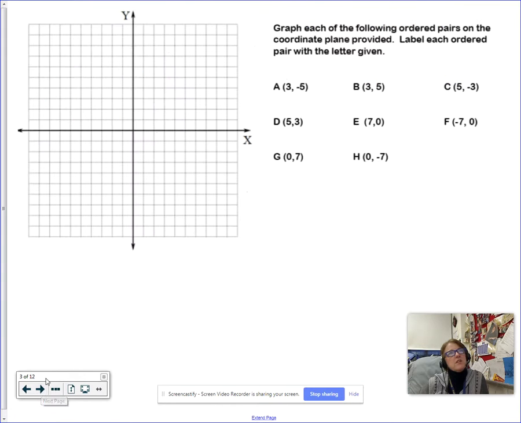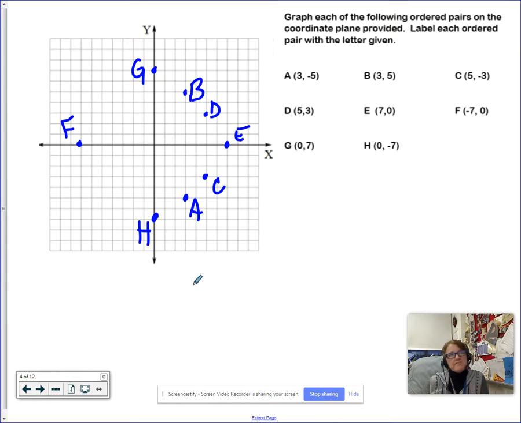All right, take a look quick at this bottom one. What I want you to do is graph each of these and then make sure that you label them on the coordinate plane. I'm going to ask you to pause the video so that you can do that work. And when you're ready to check them, turn the video back on. All right, here they are.